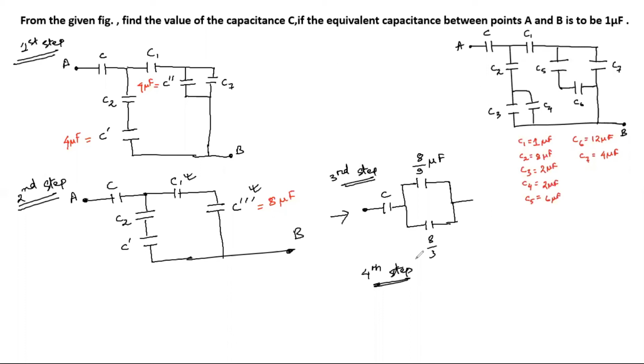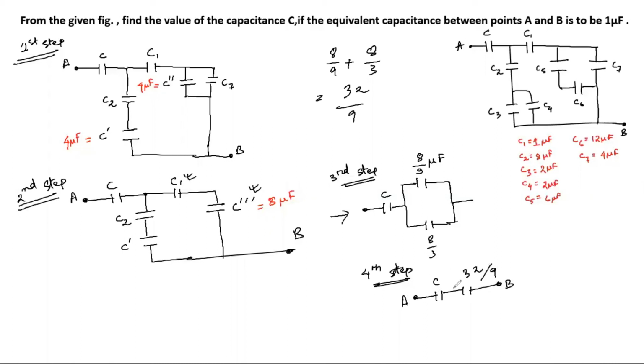Okay. So our fourth step will be nothing but this C, and let's say that they are in parallel, so we are just going to add them. So 8 by 9 plus 8 by 3, so I think it should be something like 32 by 9, right? So this capacitance value is 32 by 9.